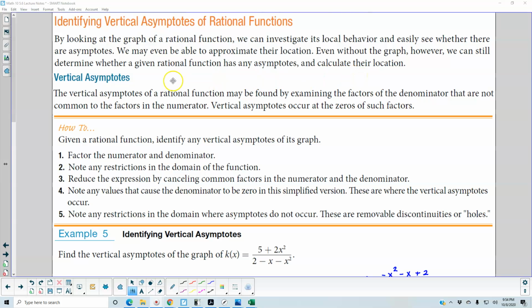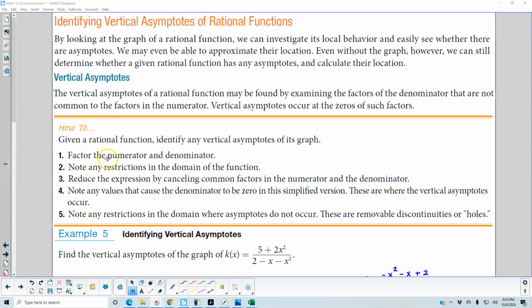location. Vertical asymptotes. The vertical asymptotes of a rational function may be found by examining the factors of the denominator that are not common to the factors in the numerator. Vertical asymptotes occur at the zeros of such factors. Given a rational function, we want to be able to identify any vertical asymptotes of its graph.